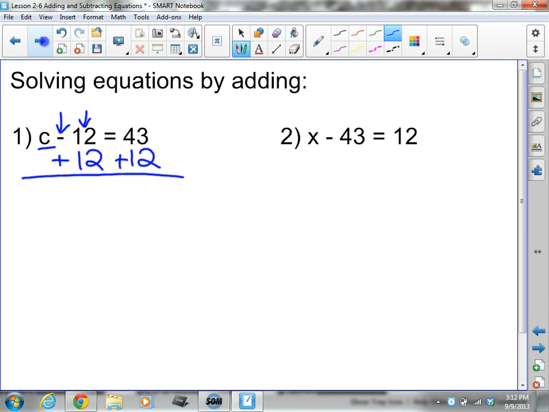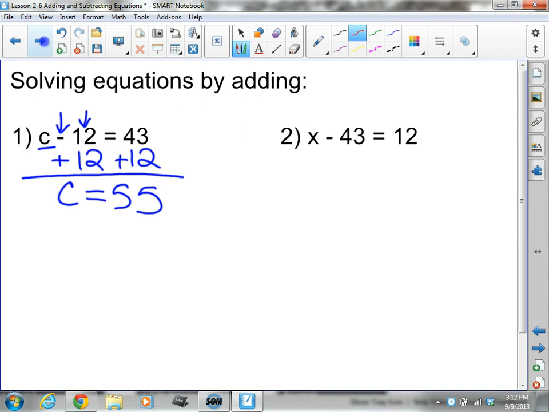Negative 12 plus 12, or minus 12 plus 12, is 0. So that leaves me C by itself. C equals 43 plus 12. 3 plus 2 is 5. 4 plus 1 is 5. So C equals 55. Let's try one more problem.